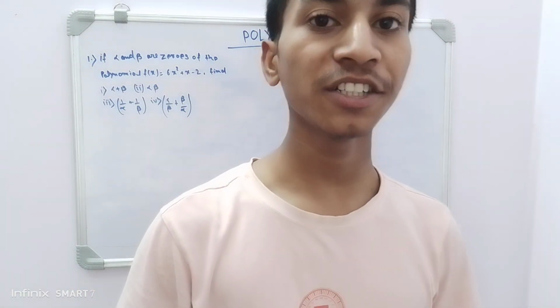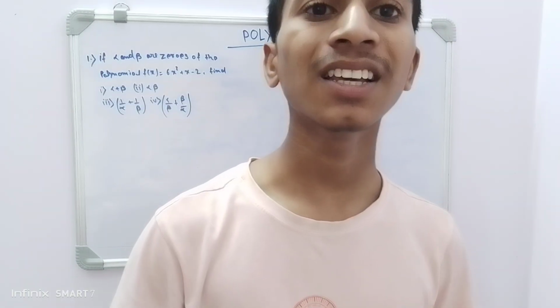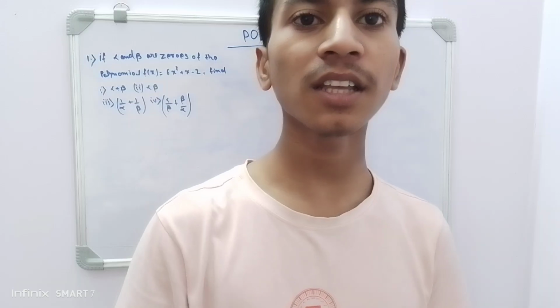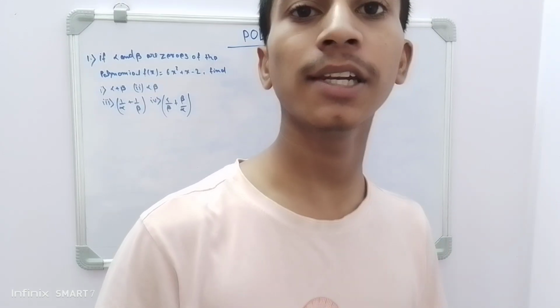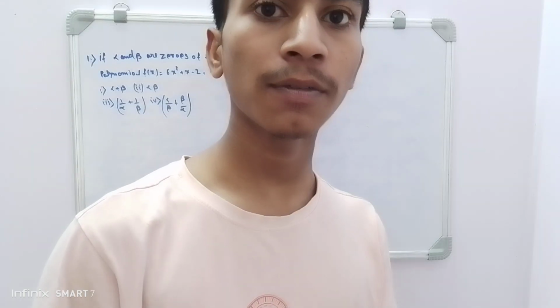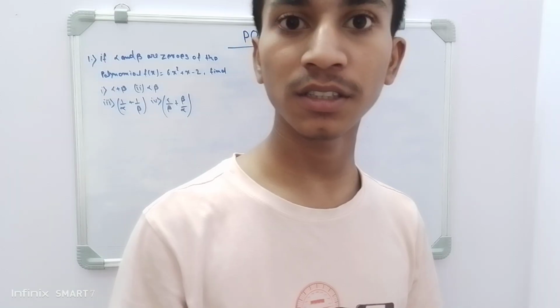Today I am going to teach you about polynomials, which is the second chapter of class 10th. This is considered one of the easiest chapters of class 10th, in which we mainly have to study two things: the relations of the zeroes, which are alpha plus beta is equal to minus b by a, and alpha into beta, which is c by a.